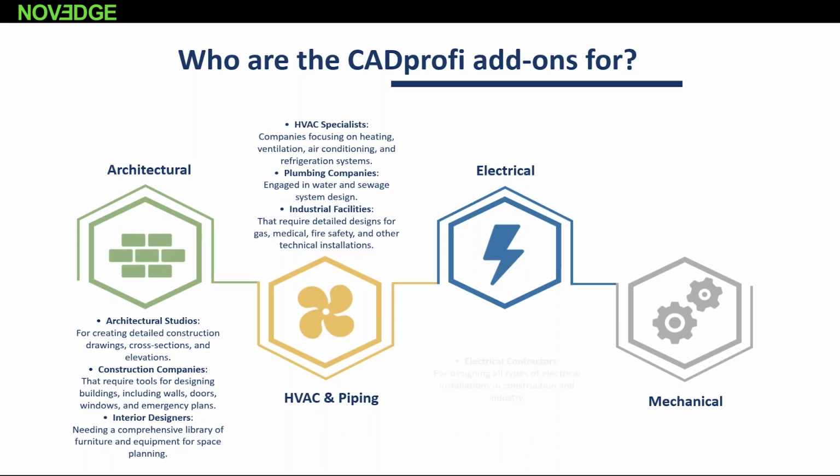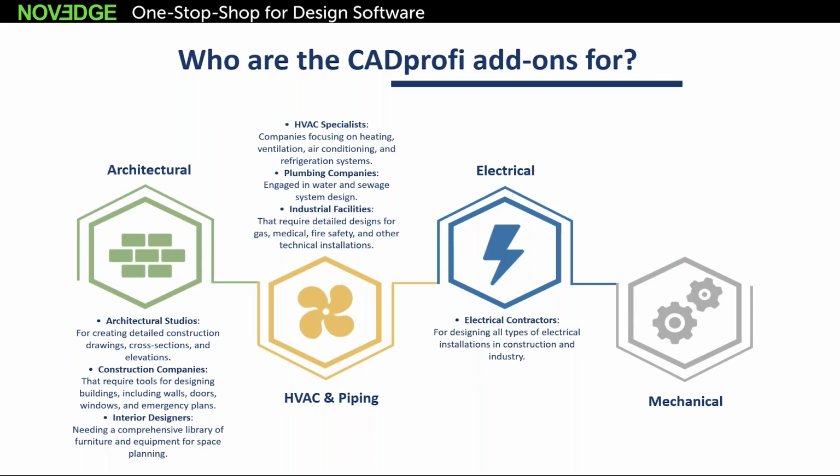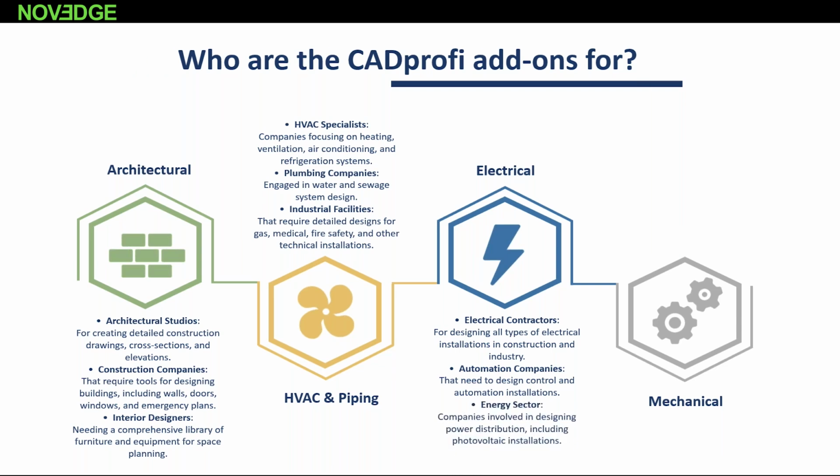Our best-selling software is the electrical. Electrical contractors might be interested, especially when they need our add-ons for designing all types of electrical installations in construction and industry. Besides that, we can speak about automation companies that need to design control and automation installations. And the widely understood energy sector. Those are the companies that are involved in designing power distribution, including photovoltaic installations.